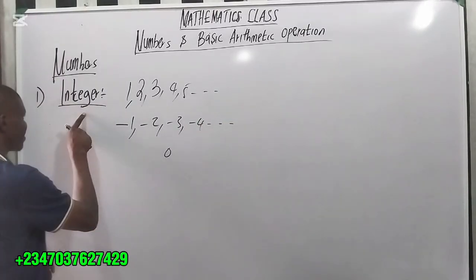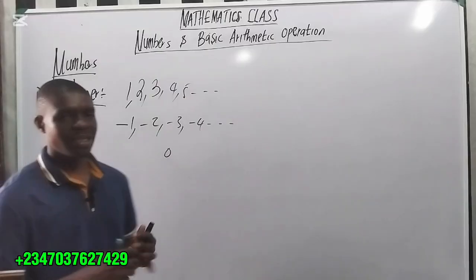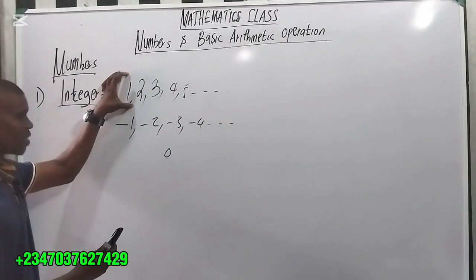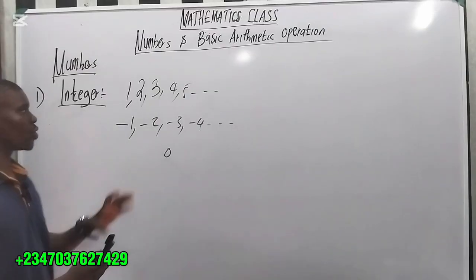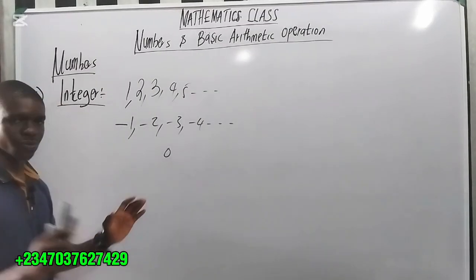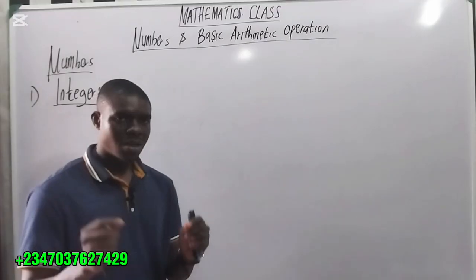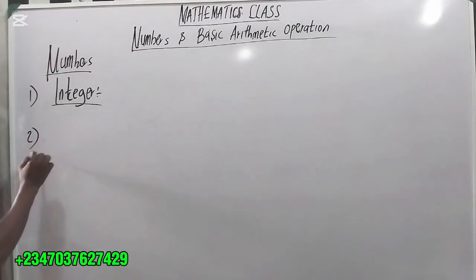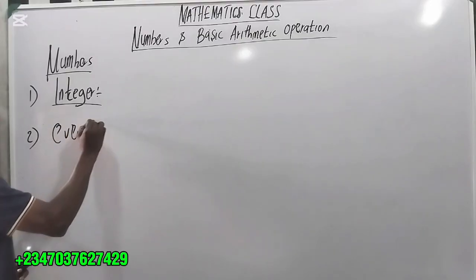So when we talk about an integer, it is a whole number that is positive, negative, or 0. This is called an integer. So that's the first thing we want to pay close attention to. Do you understand? The next thing we want to look at is number 2, even number.